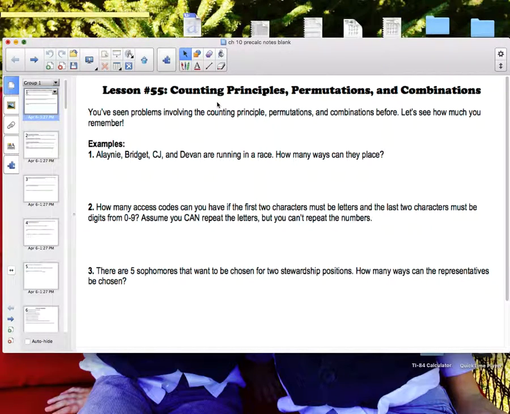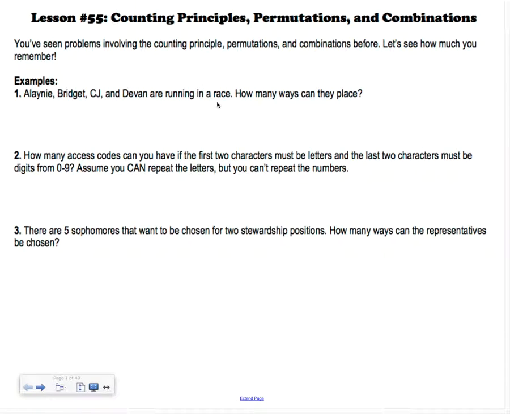All right, so lesson 55 is on counting principles, permutations, and combinations. So it says you've seen problems involving these before. In Algebra 2, you should have seen it. But let's see how much you remember. So it's okay if you have not seen it or do not remember it, it's fine.